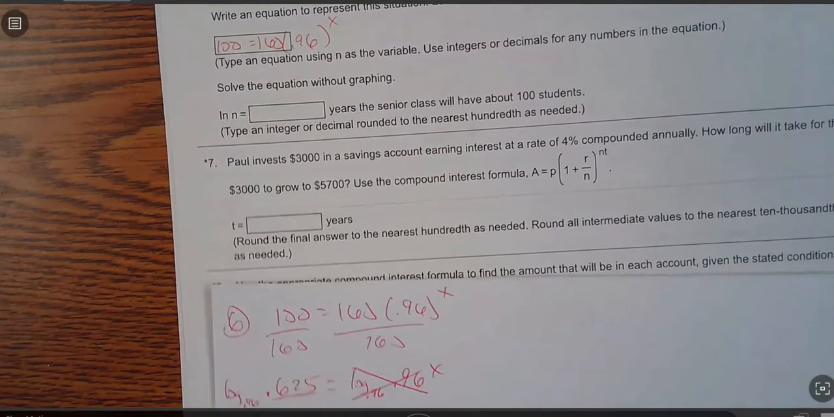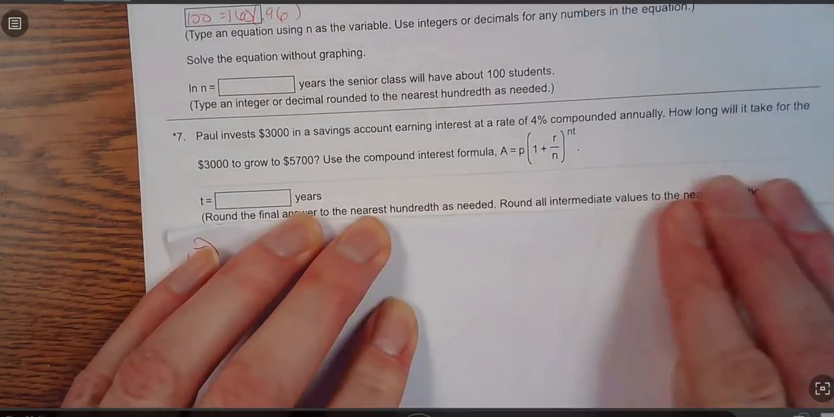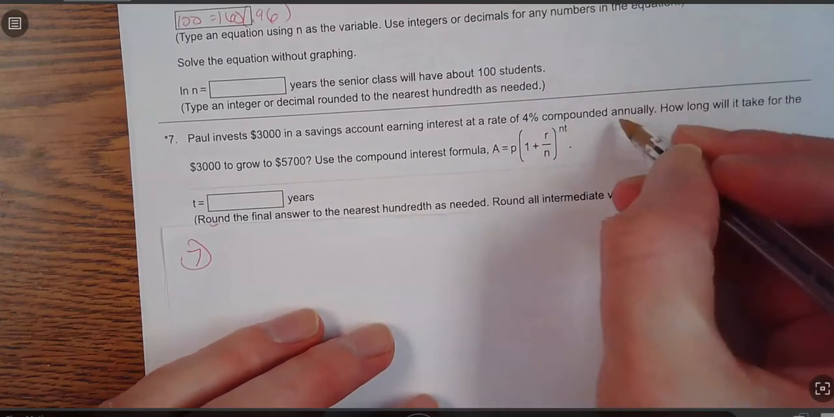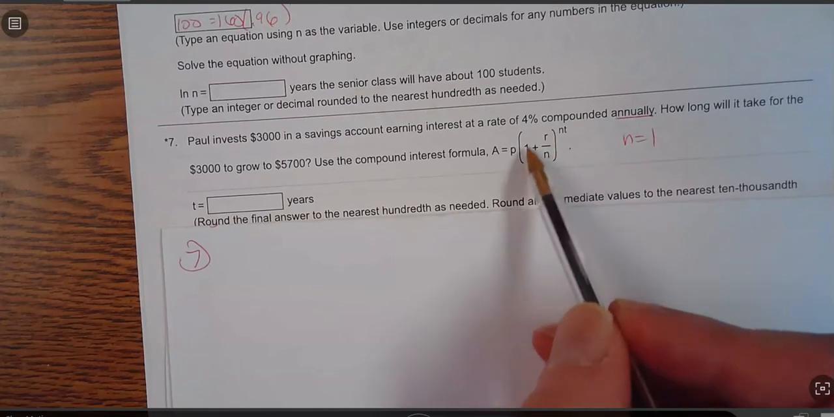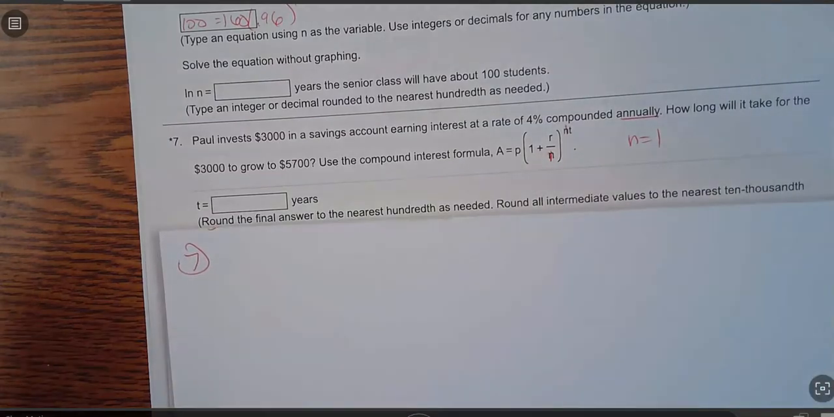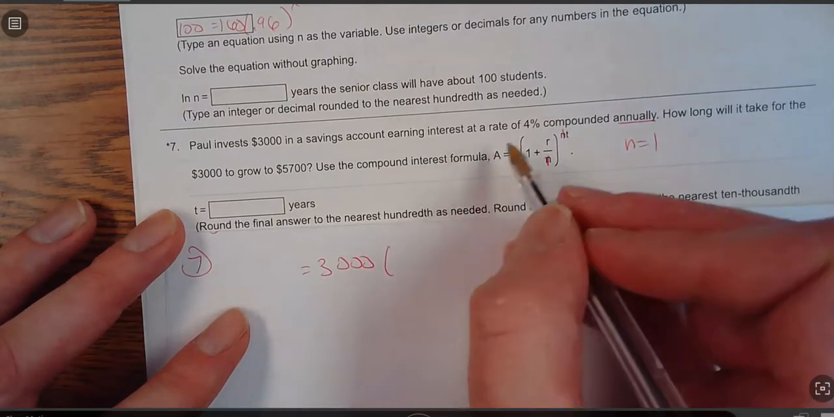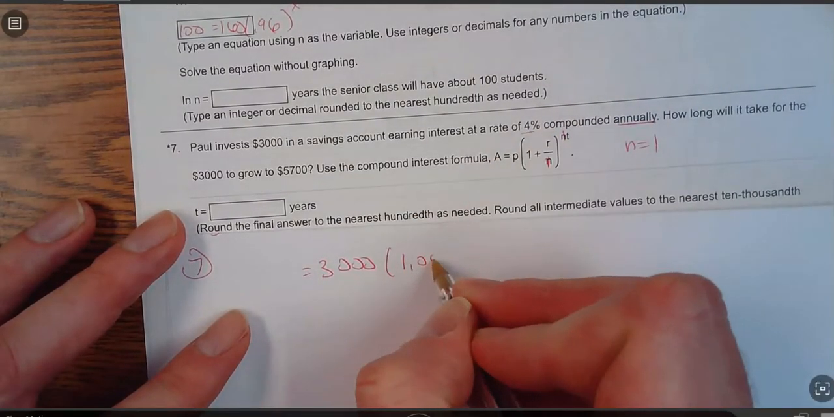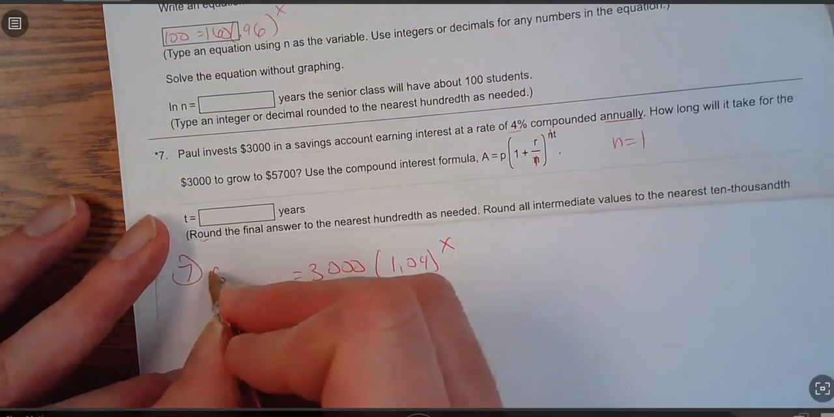So number 7, make some space here. You're investing $3,000 at an interest rate of 4% compounded annually. So annually means n equals 1. So you can use this, but you don't really need to, because if I put a 1 in here and a 1 up here, that means it's not needed. So I got $3,000. It's going to go 4% annually, so 1.04 to the x, or to the t. You can put t there.